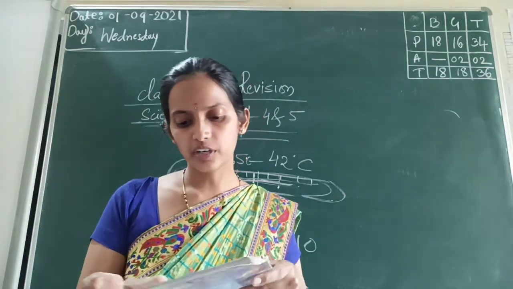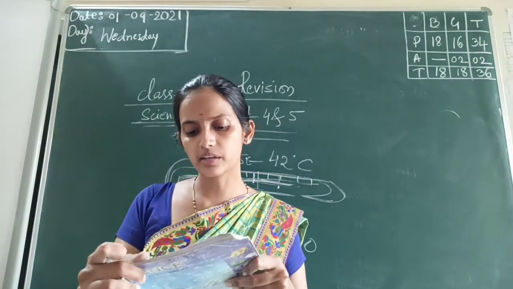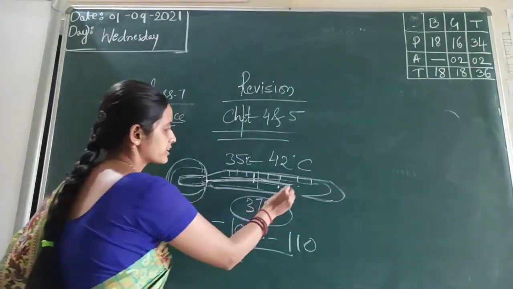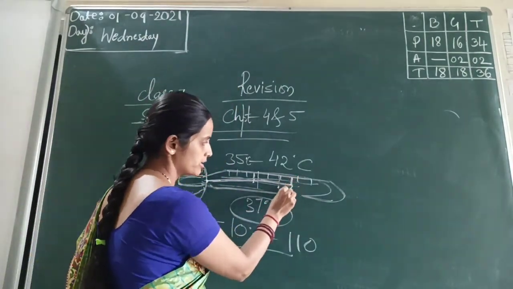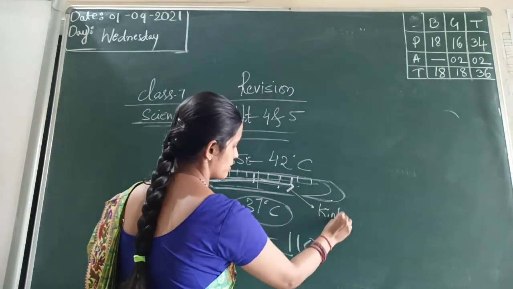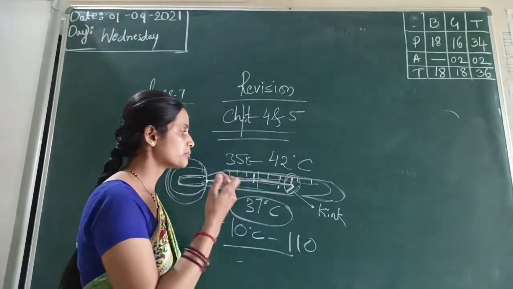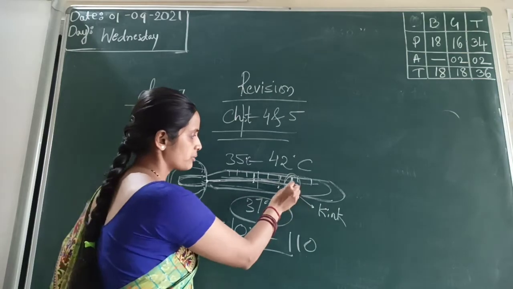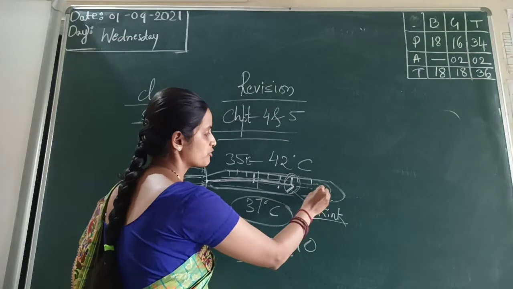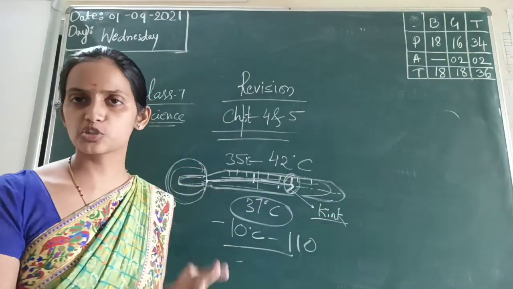So one more word they have given, nick. What is the use of a nick? It prevents the mercury level from falling on its own, right? If you have the reading at this point, it will turn or bend like this. That is the nick, or there is a stoppage. The mercury will stop, and it will be stopped by this nick. There will be no further flow of mercury, so you can take the reading where the mercury has been stopped.